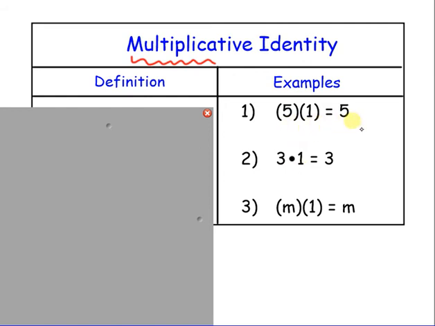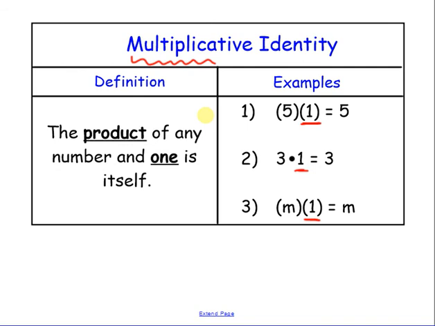5 times 1 is 5. 3 times 1 is 3. Oh, are you noticing a trend? Look at those ones. M times 1 is M. So, what's the definition? The product of any number and 1 is itself. So, anything times 1 is simply going to be itself. Again, it works for any number, no matter how small or how large it is.